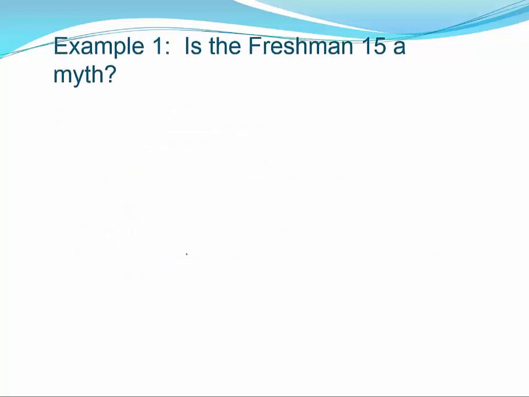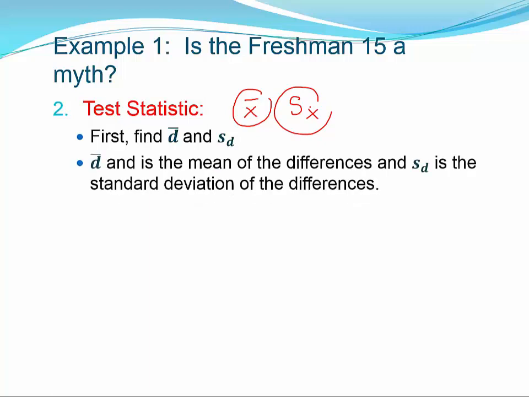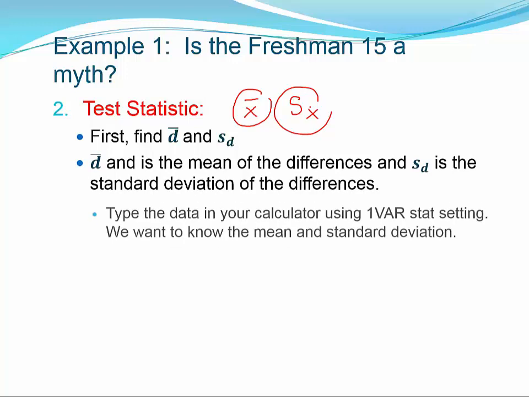The next step is to calculate the test statistic. So you need to enter in the data from the differences in your calculator, and then you need to compute and do your calculations for one variable statistics. Now in your calculator, you're actually looking for x bar and s sub x. You're looking for the mean and the standard deviation of the sample. For our notation, though, we call it d bar and s sub d. D bar is the mean of the differences, and s sub d is the standard deviation of the differences.